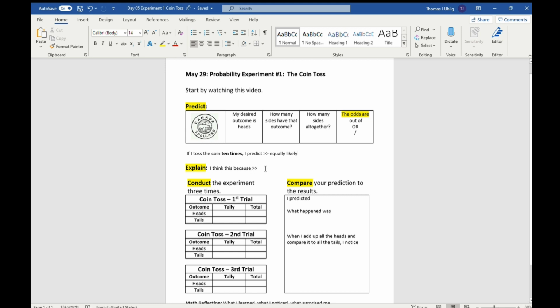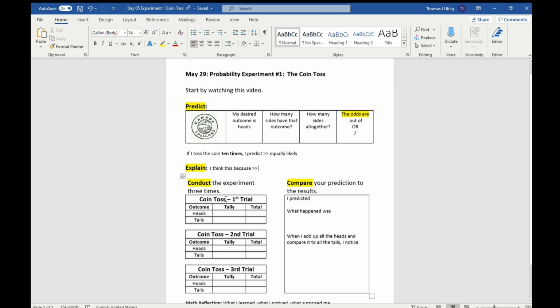Well, with a coin, you think that because 1 out of 2 odds means half. In other words, half the times that you toss that coin, it will come up heads. And the other half of the time, you predict it will come up tails. And that's what you write here: I think this because half of 10 is 5.